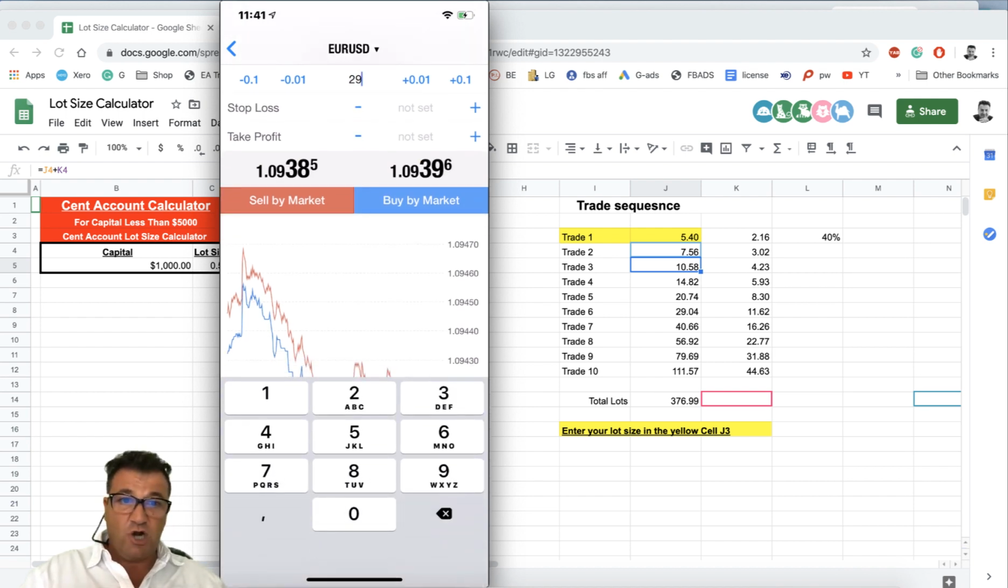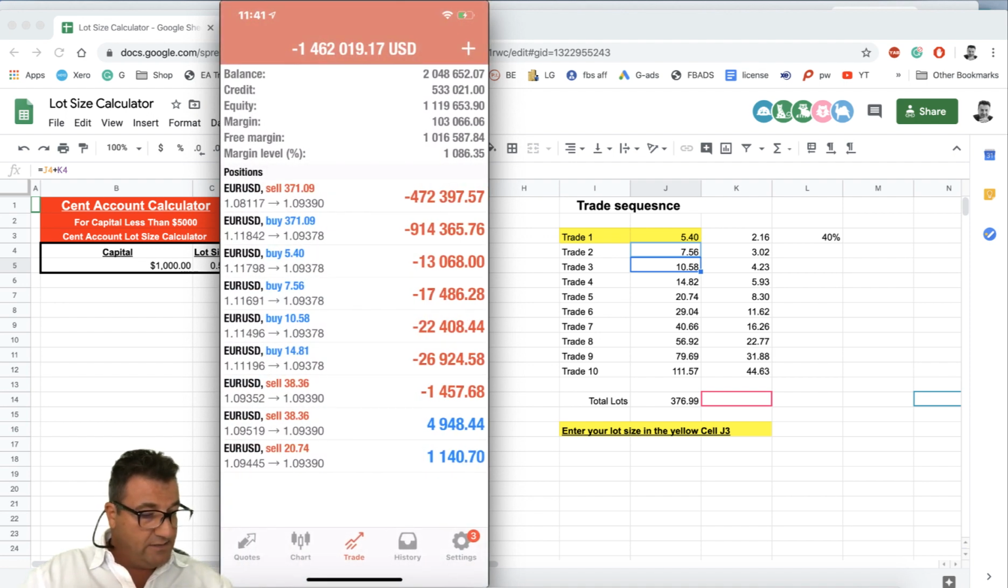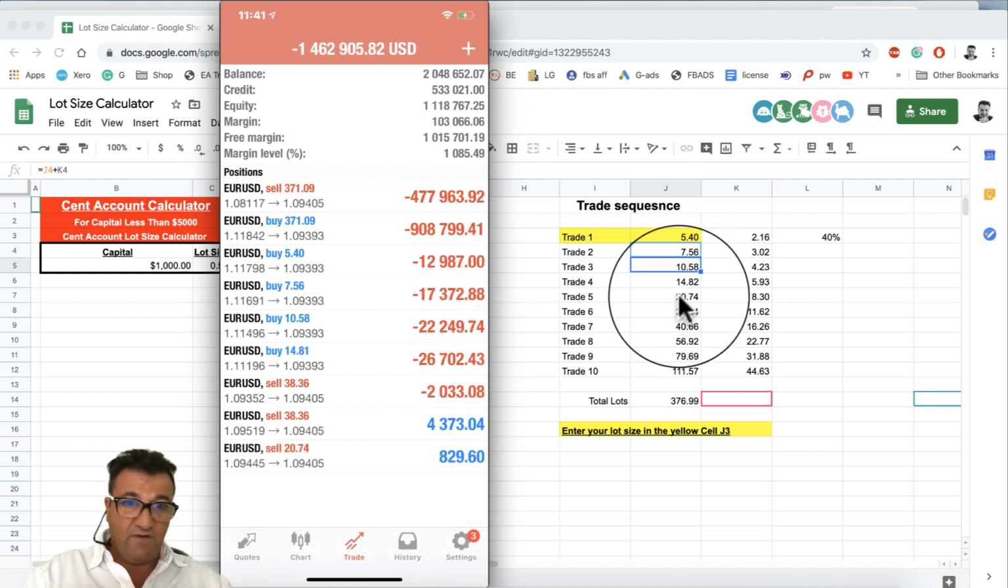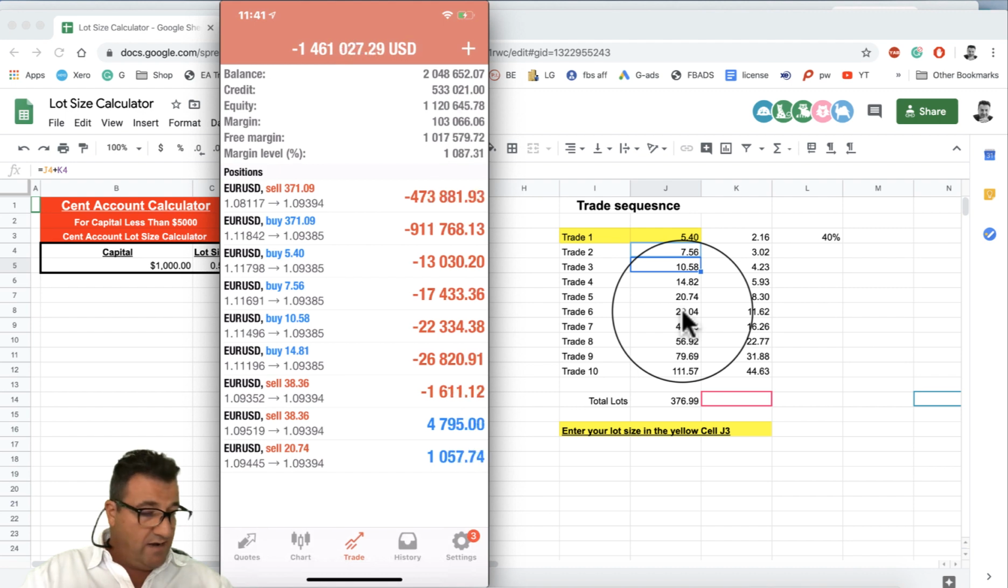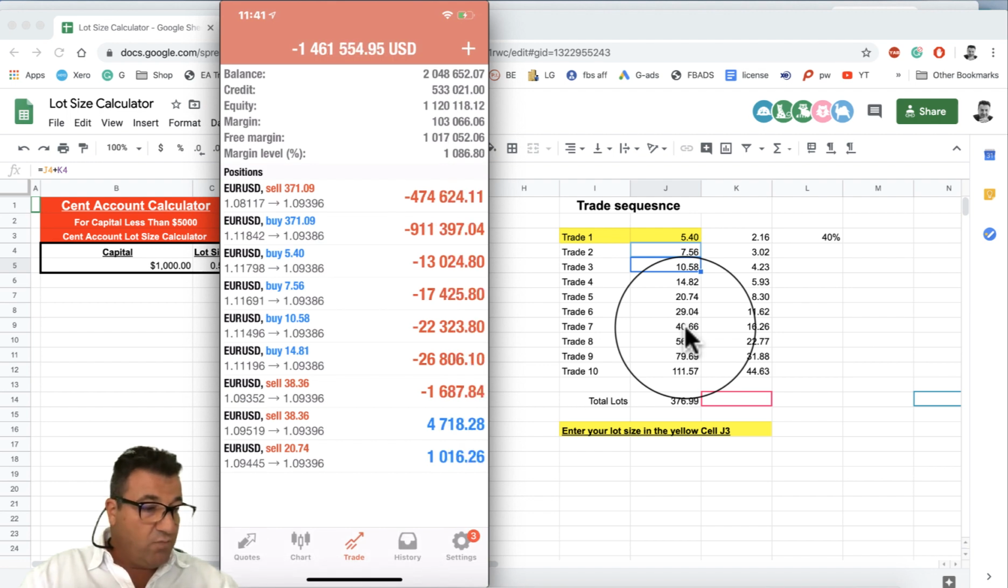So my next trade is 29.74. Let's just make sure that that is correct. 29.74. So I've got the 29.74 open. The next trade is 29.04, but I'm not going to open it because I've already got a 38 open. So the next trade that I'm going to open is actually a 40.46.